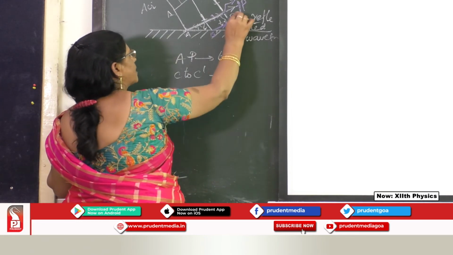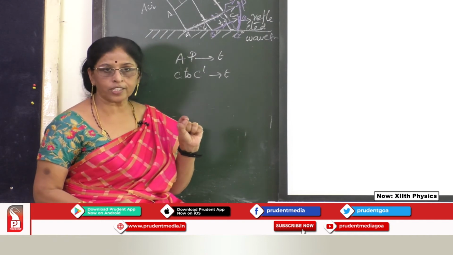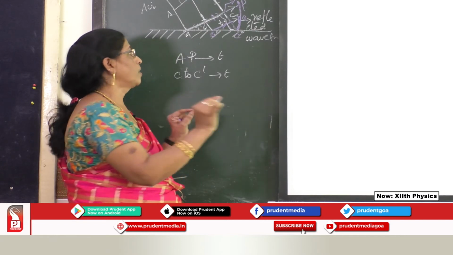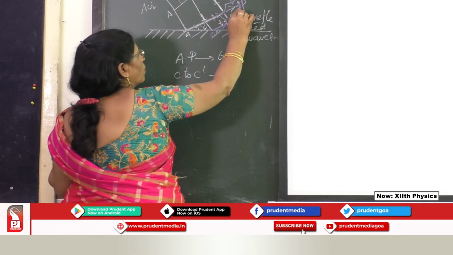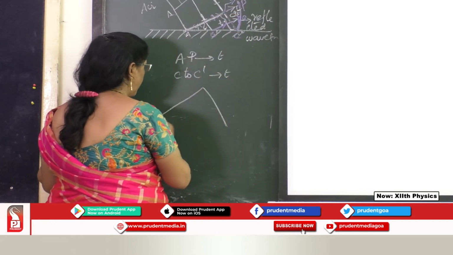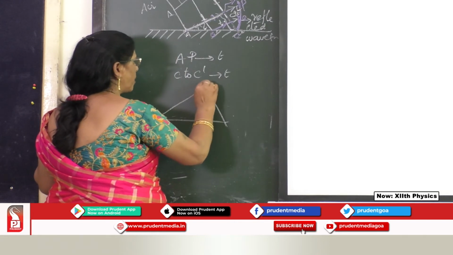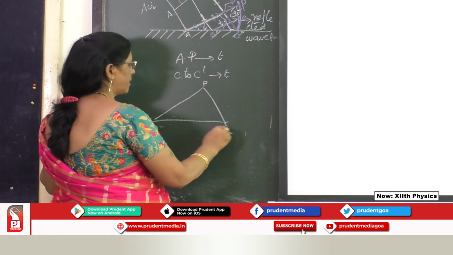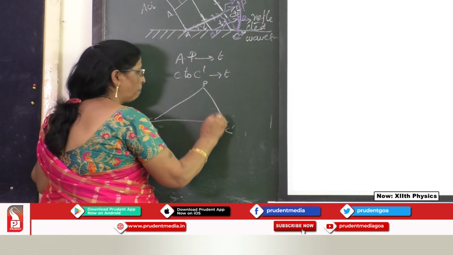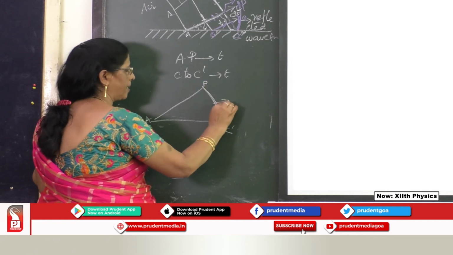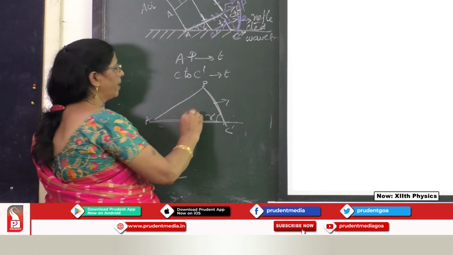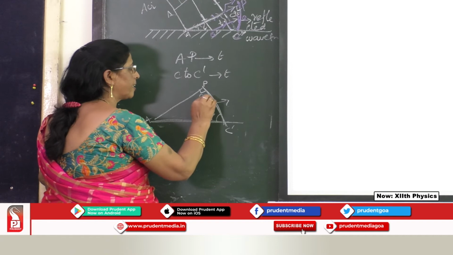Now, how are the wavefronts drawn? It is a tangent drawn to the spherical wavelets, so the angle is 90 degrees. This is the reflected wavefront A, P, C dash. The angle between the reflected wavefront and the normal we call the angle of reflection. And this angle is 90 degrees.